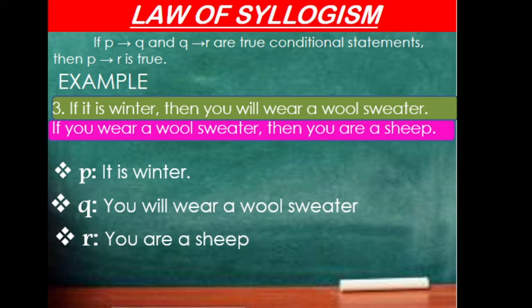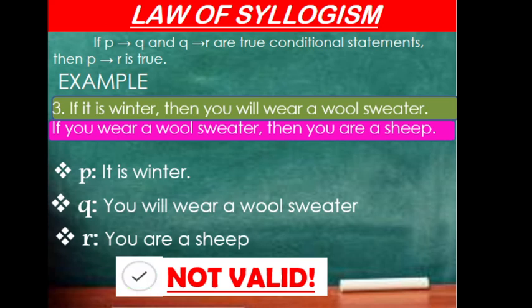Hindi naman ibig sabihin na hindi ka i-consider na tupa or sheep kung magsusuot ka ng makapal na jacket or ng sweater. So, kaya yung ating statement is not valid. Kasi sabi dito, ulitin natin yung statement natin. So, kung ngayon ay winter, ikaw ay magsusuot ng wool sweater or makapal na jacket, ibig sabihin ikaw ay sheep. So again, pag nagsuot ka ng makapal na jacket or wool sweater, hindi ka naman magiging isang tupa.